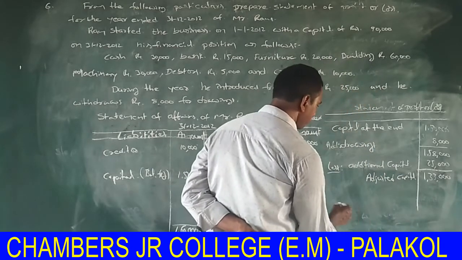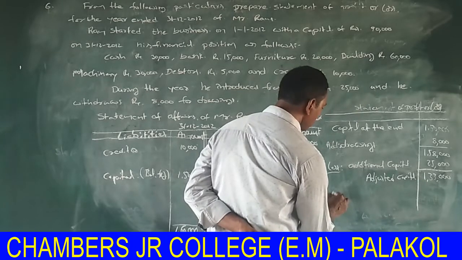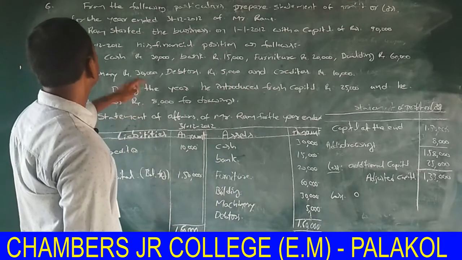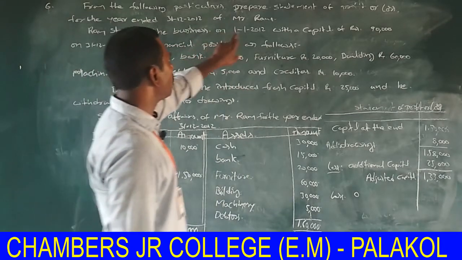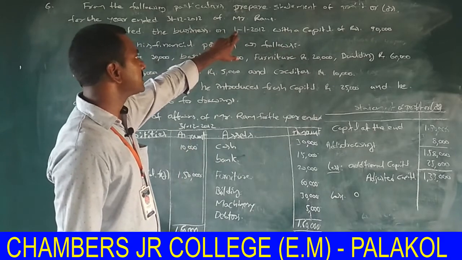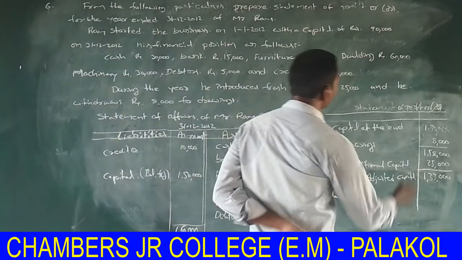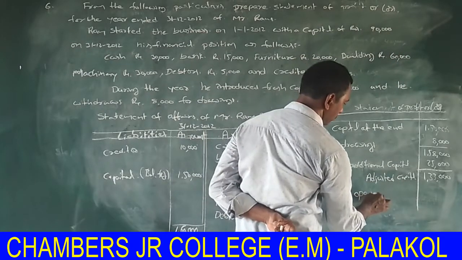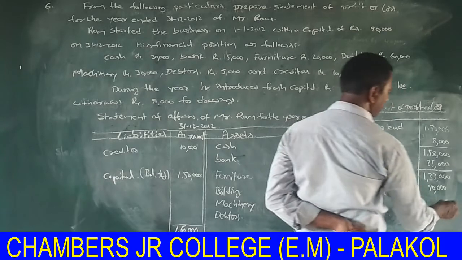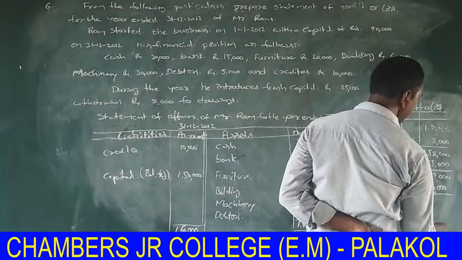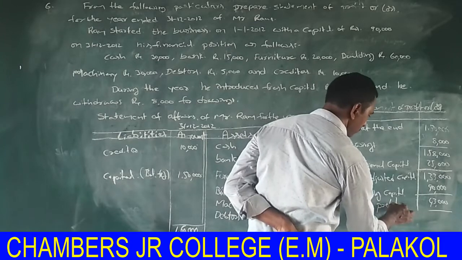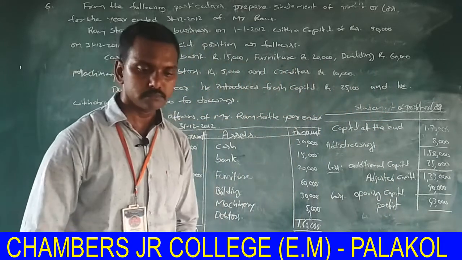Now get the profit. Less opening capital, or capital at the beginning. Ram started the business on 1/1/2012 with a capital of rupees 90,000. On 1/1/2012, this is the year starting, so this is the opening capital. The opening capital of the firm is 90,000. So 1,33,000 minus 90,000 is 43,000. This amount is profit.